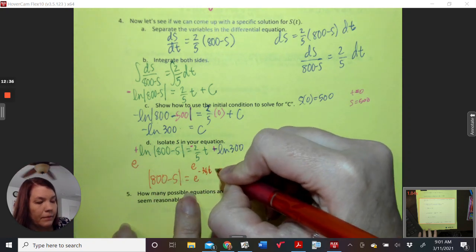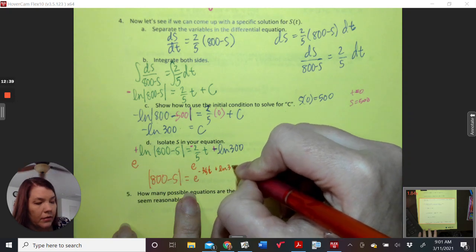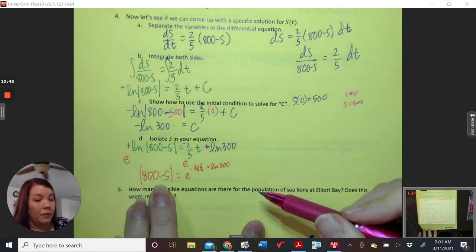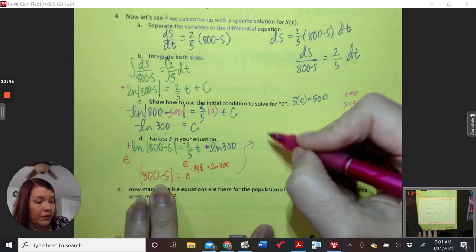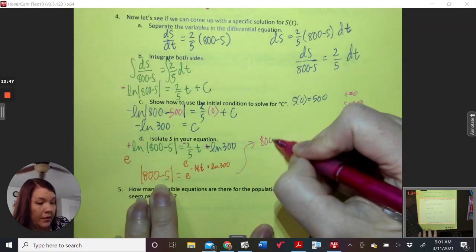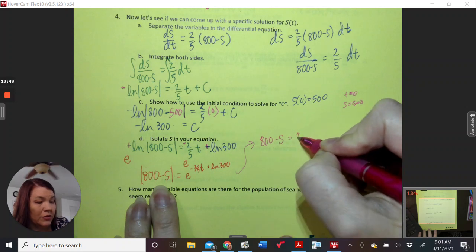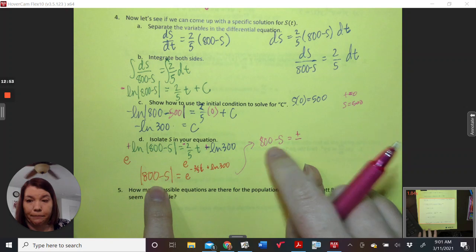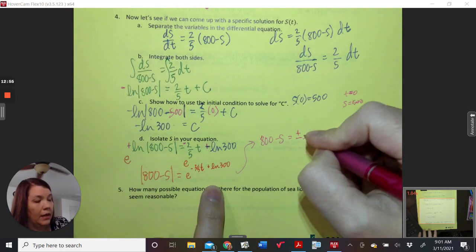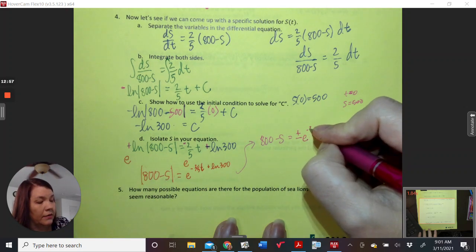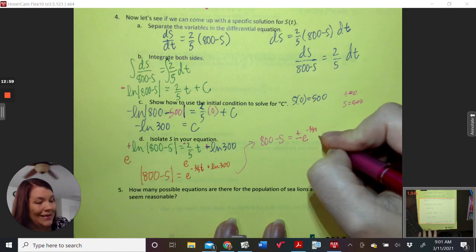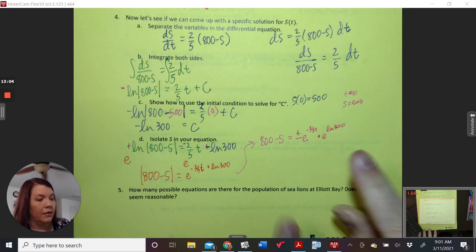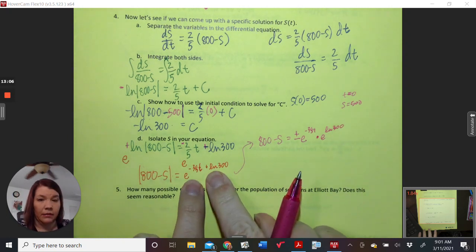So to get rid of the absolute values, I'm going to just write 800 minus s equals plus or minus e to the negative 2/5 t times e to the ln 300. That makes the absolute value go away. Since I'm adding exponents, I can separate it as the same base with multiplication. That's the rule.